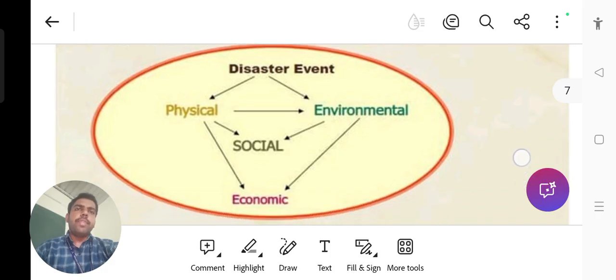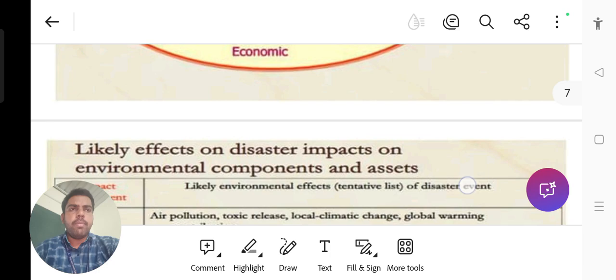Impact of disasters. See here, this is the rotating cycle. Disaster events are categorized into physical, economic and environmental impacts. Physically, we are losing life and health, and suffering injuries. All this comes under physical damage. Environmental means total disturbance of the environment, and from the economic point of view we lose infrastructure and facilities, and face unwanted situations. This type of event may act in a particular situation.